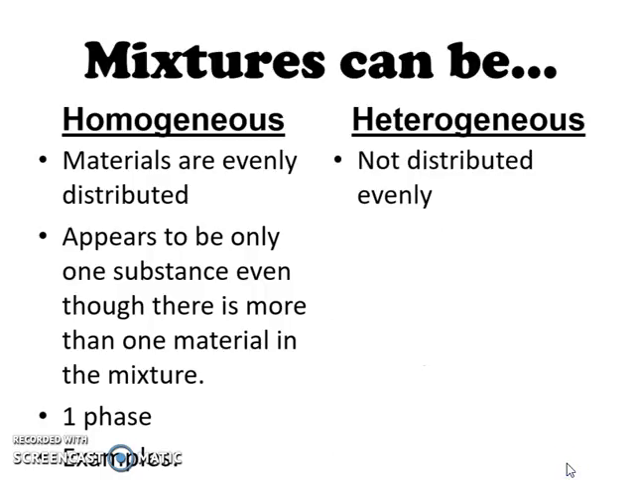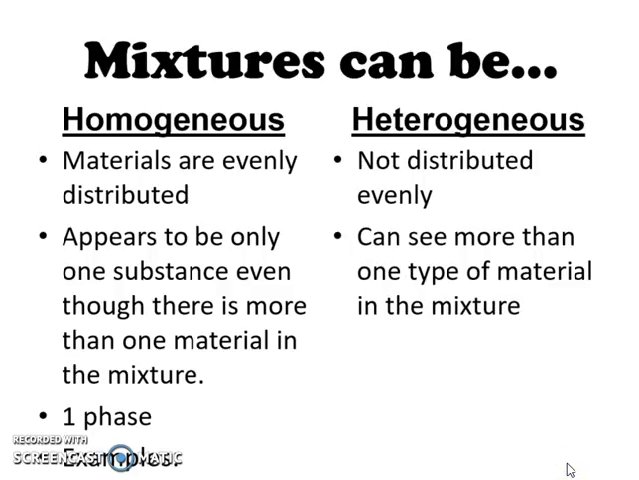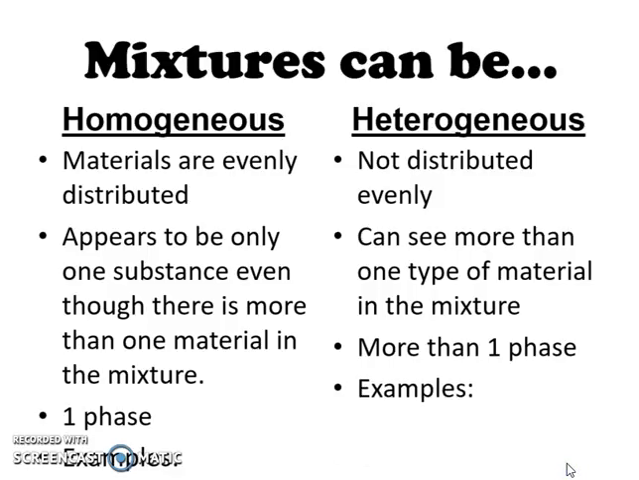Heterogeneous mixtures are not evenly distributed, so they have all different parts throughout it. Typically we can see more than one type of material in the mixture, so it would have more than one phase to it. My spaghetti could be an example of it because it wasn't distributed. Maybe you'll have meat sauce in one, maybe chunks of tomatoes, maybe some noodles are fully covered, some aren't. There's a couple different things mixed in it, so it's more than one phase. So be sure to come up with another example besides my spaghetti one.